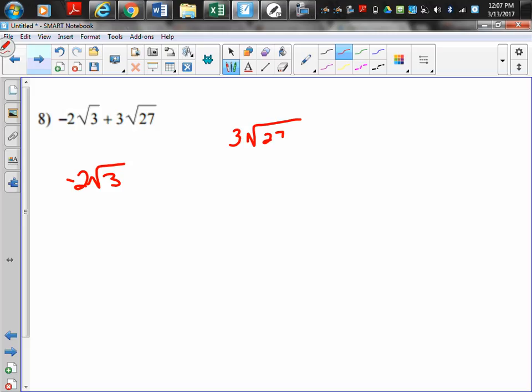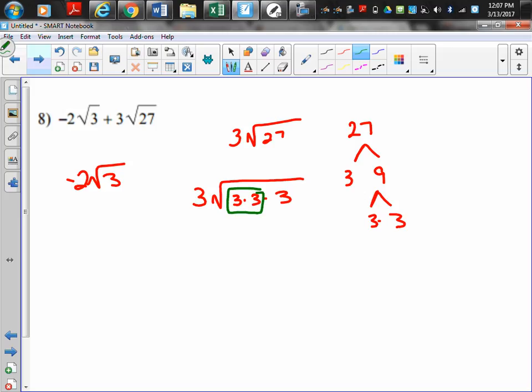27 is 3 times 9. 9 is 3 times 3. So I have 3 square root of 3 times 3 times 3. Since I'm doing square root, it has to be a pair before I can take it out of the radical. So here's a pair of 3's. I can pull a 3 outside of my radical. So I have 3 times 3 square root of 3.